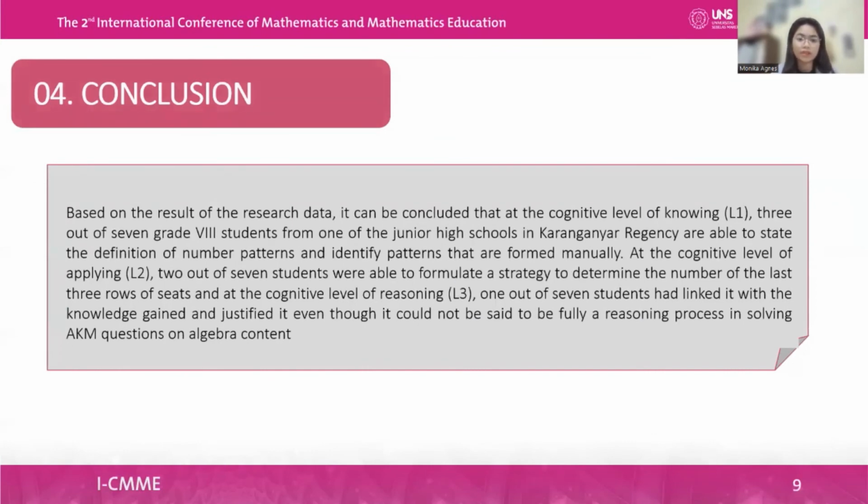Last, conclusion. Based on the result of the research data, it can be concluded that the cognitive level of knowing, 3 out of 7 grade 8 students from one of the junior high schools in Karanganyar Regency are able to state the definition of number patterns and identify the patterns that are formed manually. At the cognitive level of applying, 2 out of 7 students were able to formulate a strategy to determine the number of the last 3 rows of seats, and at the cognitive level of reasoning, 1 out of the 7 students had linked it with the knowledge gained and justified it, even though it could not be said to be a fully reasoning process in solving I-CMME question on algebra content.